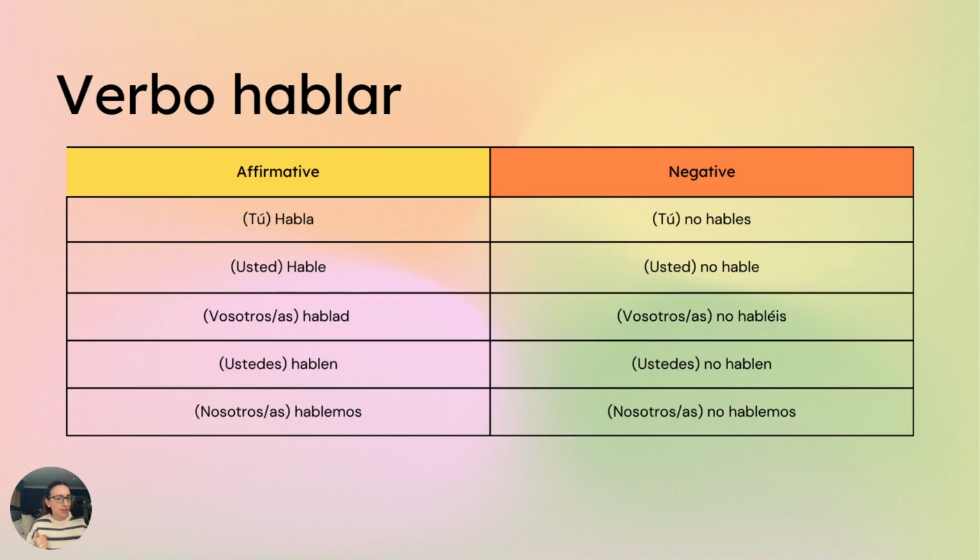So habla, no hables. Hable, no hable. Hablad, no habléis. Hablen, no hablen. Hablemos, no hablemos. Remember that the key to learn these is to practice. The more times you practice or you say it, the easier it will become, the sooner you'll learn it.